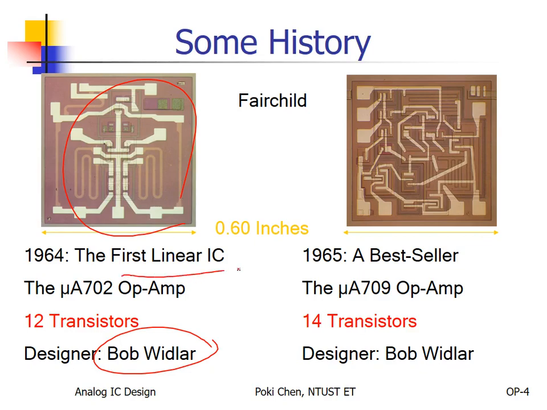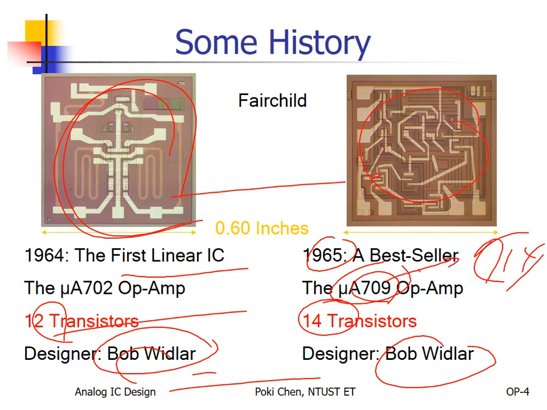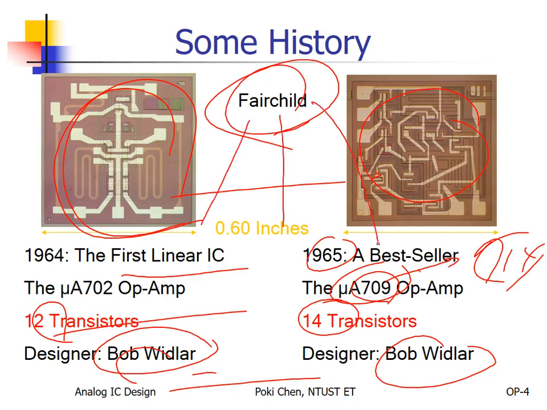One year later, wow, the same guy created the μA709. A few years later, the most popular one was invented. From 12 to 14 transistors, at about the same chip size, and it is from Fairchild. I told you already, Intel, National Semiconductor, Analog Devices: many of them had co-founders from Fairchild.